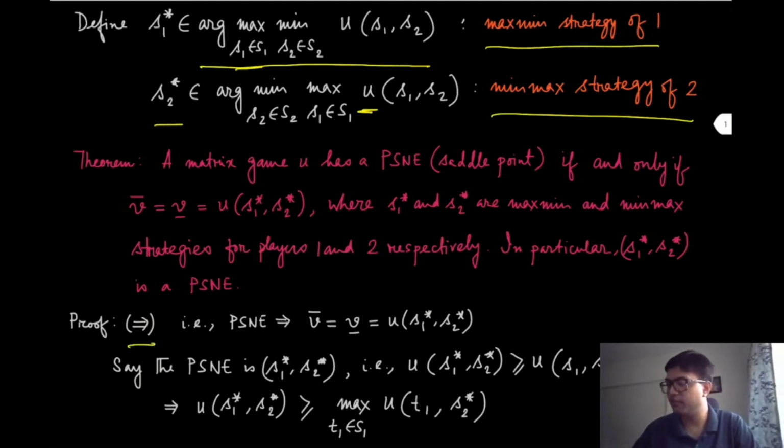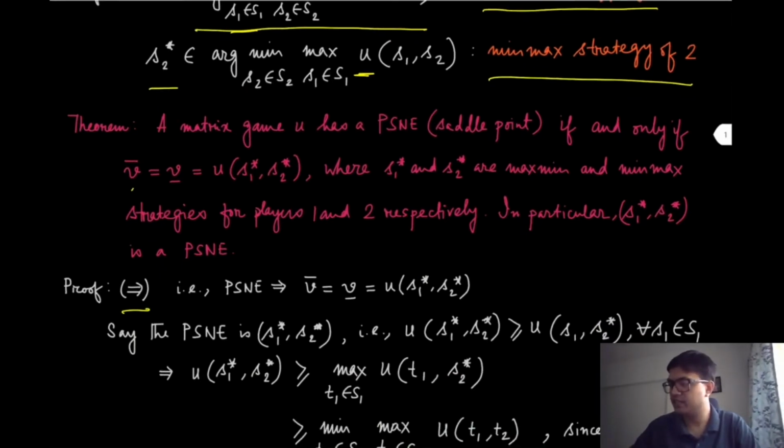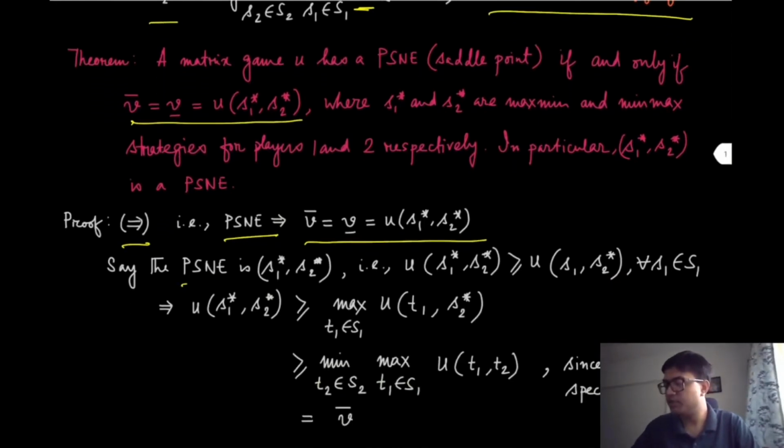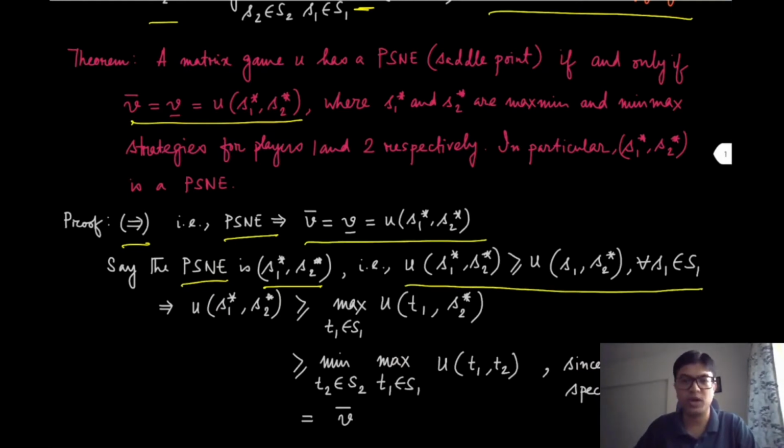This is the only if direction, that is, we start with a PSNE and we show that this condition holds. So we'll start with the assumption that this game has a PSNE, and we'll show that this equality is true. So suppose this PSNE is S1 star, S2 star. They don't really need to be the same S1 star, S2 star, it will happen to be the same, but for simplicity, we are using the same notation that we have used in the previous modules. By the definition of PSNE, this inequality holds for player 1, and we also know that the other inequality holds for player 2.